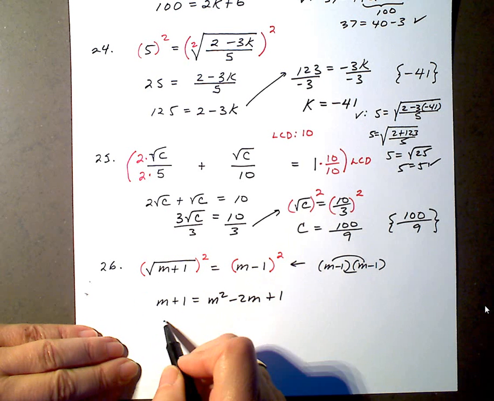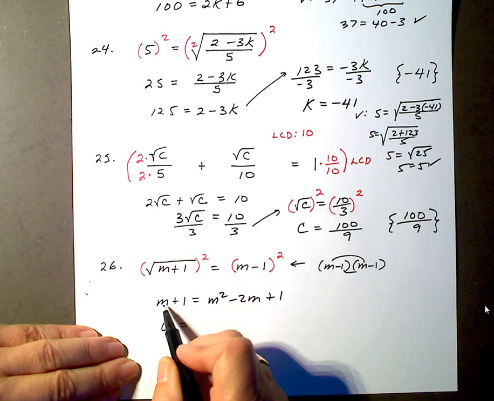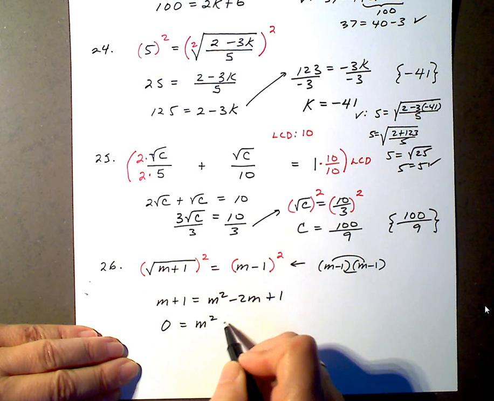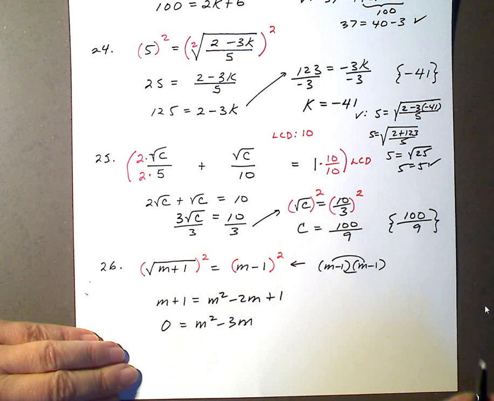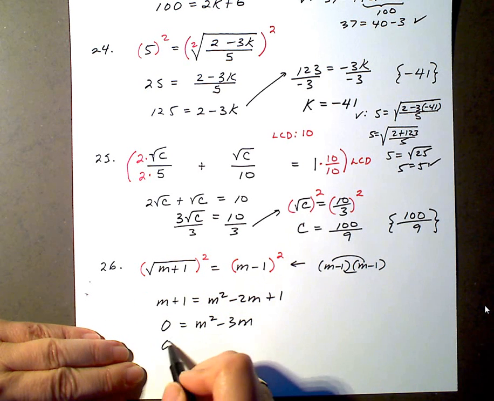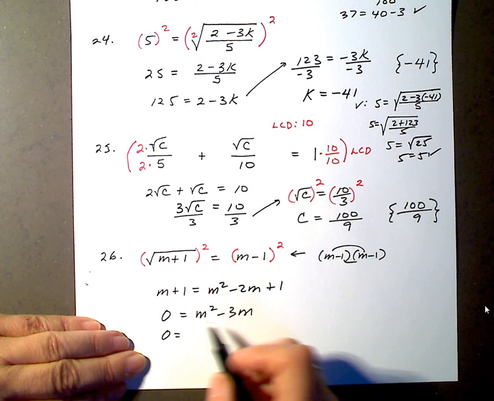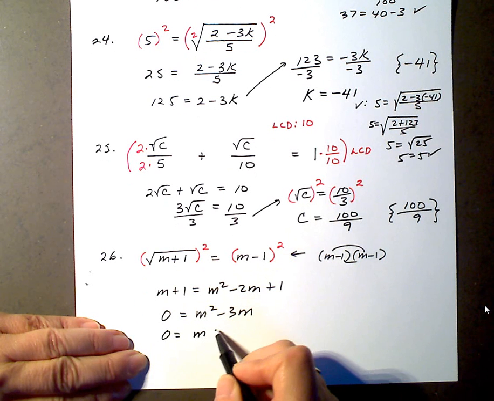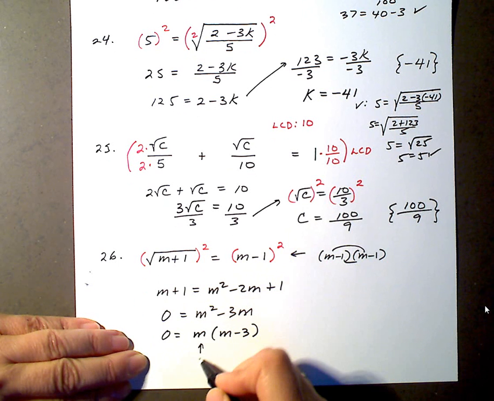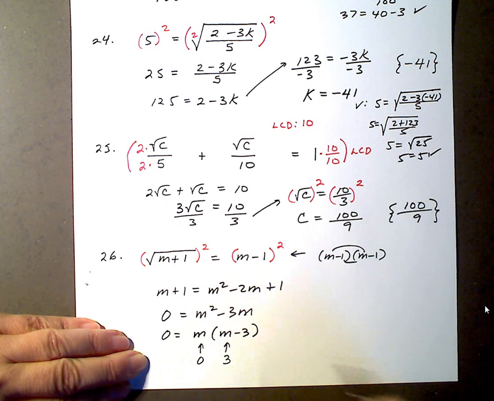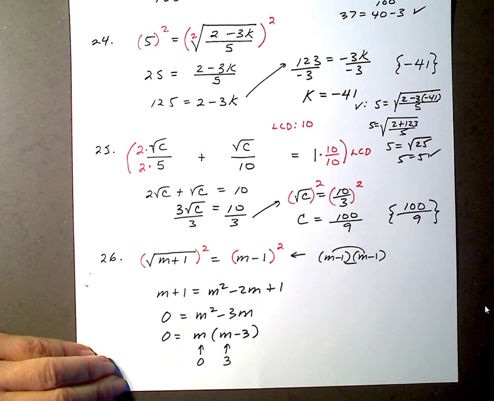So I'll leave a 0 on the left, subtracting m from both sides, minus 3m, and subtracting 1 from both sides, it goes away. So I'm going to factor this. I'll factor out the greatest common factor of m, and I get m minus 3. So my solutions are 0 and positive 3. Initial solutions. Now remember, it's so important to check these because you may have extraneous solutions.